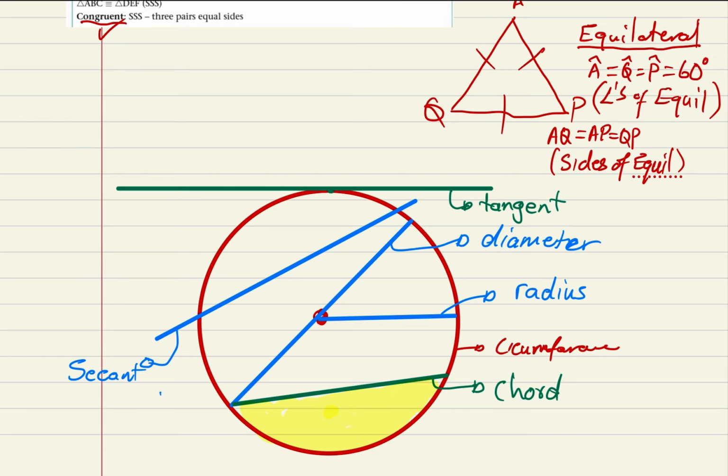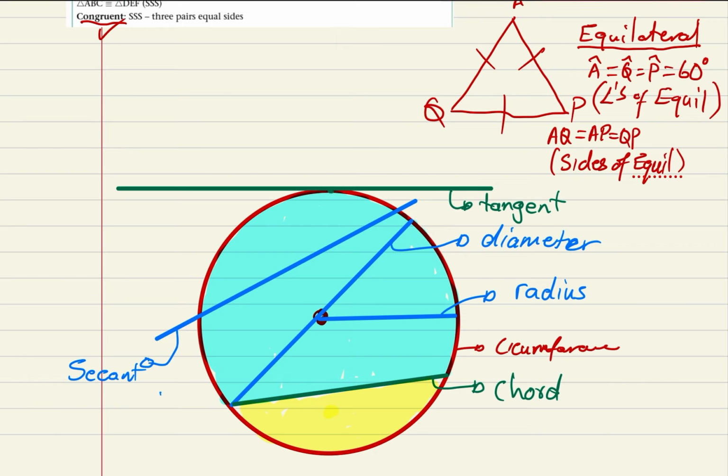Now since it's a minor segment, that means this one up here is a major segment. So there are two types of segments that are separated by a chord. A chord separates for us a minor segment and a major segment. That is very important for us to understand, because we are going to deal with segments, and we need to know what a segment is. Okay, I've tried to separate the two.